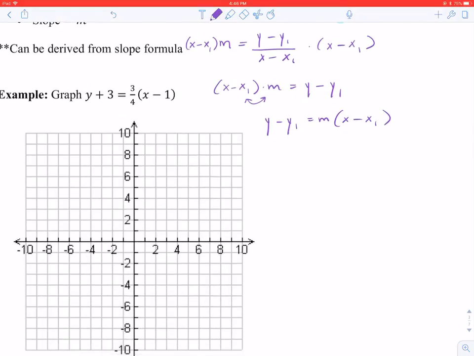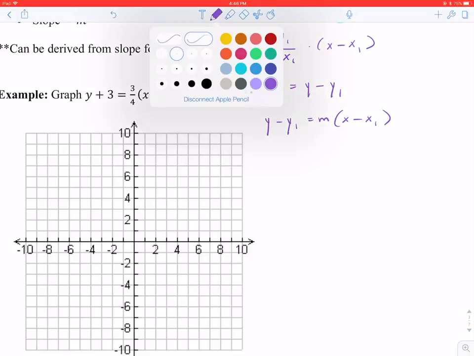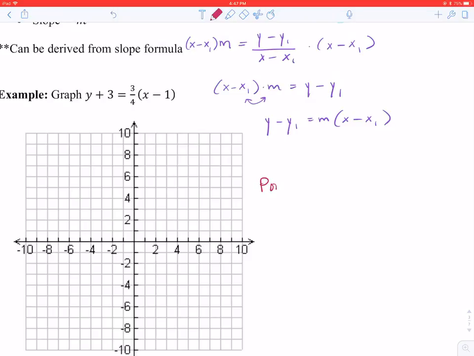Okay, so looking at this equation, the point that we're able to identify is 1 comma negative 3. So I can start by graphing that point, and then I see that the slope is 3/4. So I'll use the slope to find other points, additional points. So I'll go up 3, right 4, up 3, right 4, okay, and then down 3, left 4, down 3, left 4.